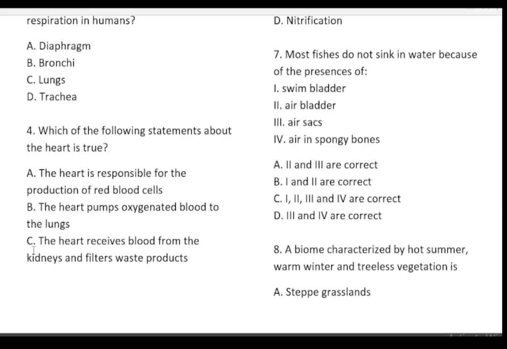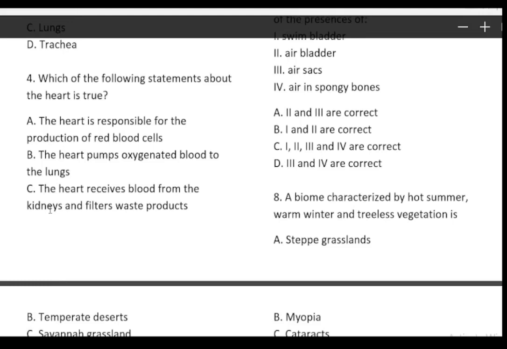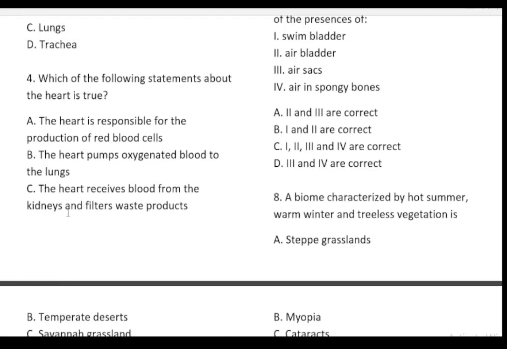So the type of blood that the heart pumps to the lungs is deoxygenated blood. Now, the third option says the heart receives blood from the kidney and filters waste product. Well, it is the function of the kidney to filter the waste product, not the function of the heart. The kidney does the filtration and it sends the blood to the heart, particularly when it is carrying waste materials. It is not the heart that does the filtration. So the heart just takes the blood to the kidney, and then the kidney does the filtration to send out whatever waste material is in the blood.